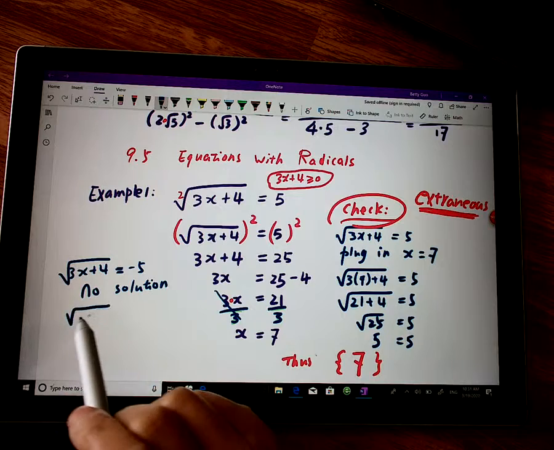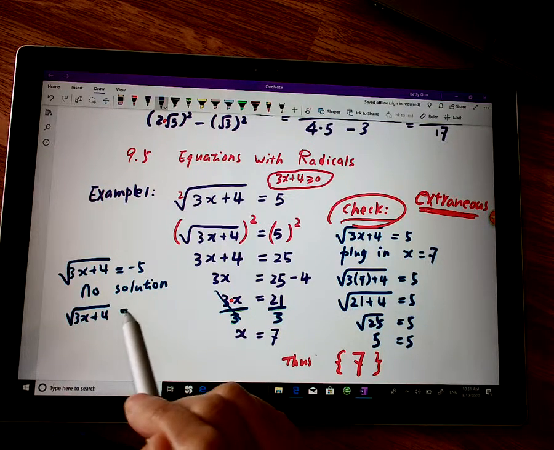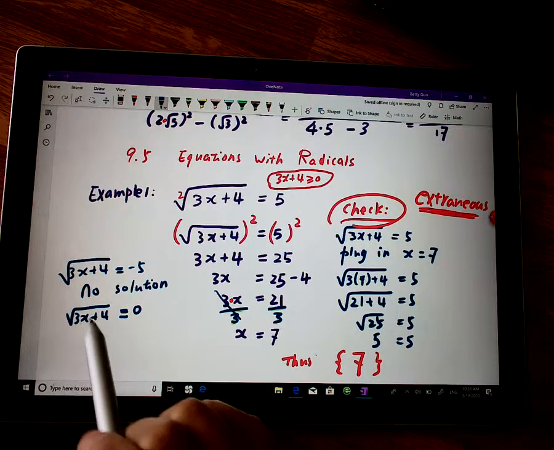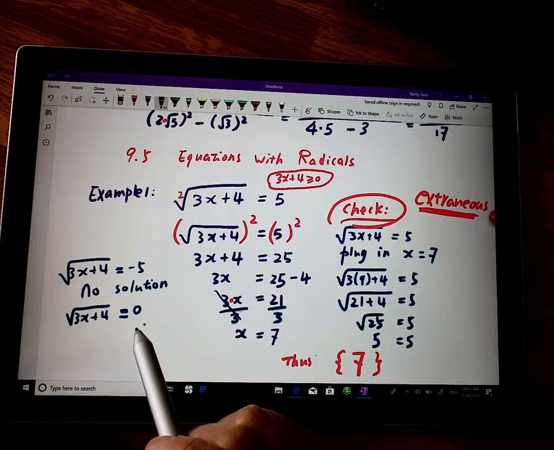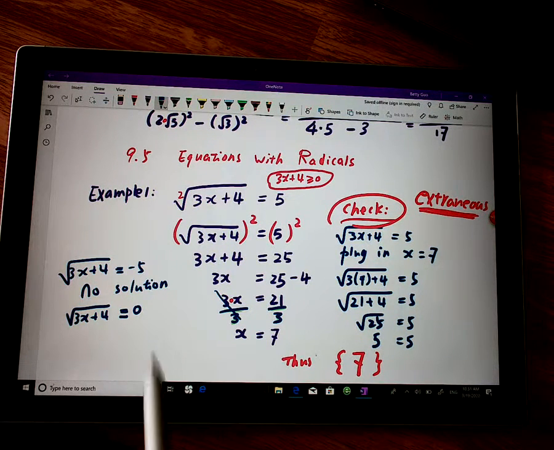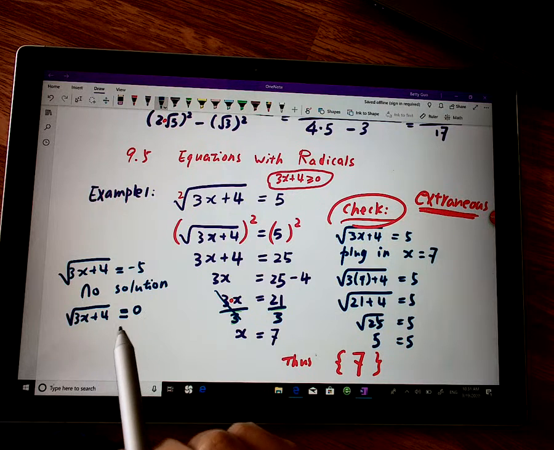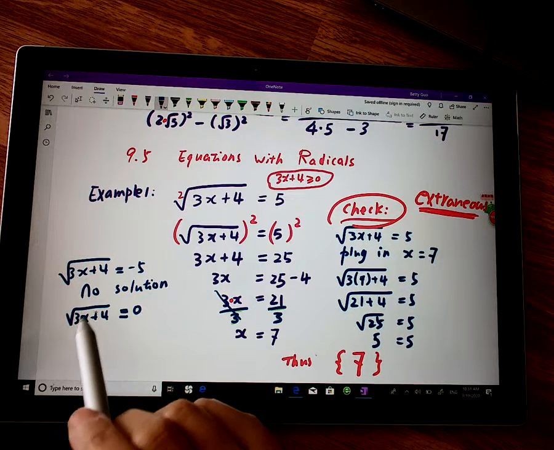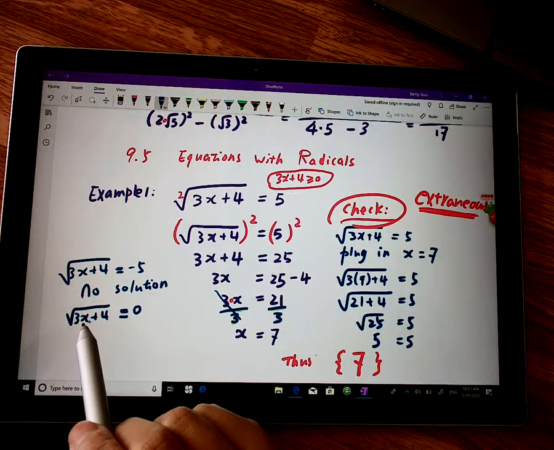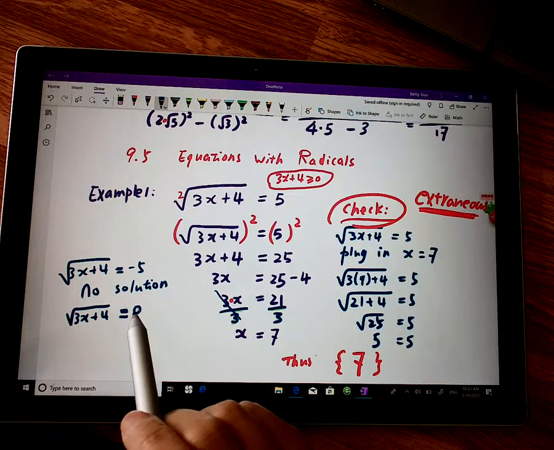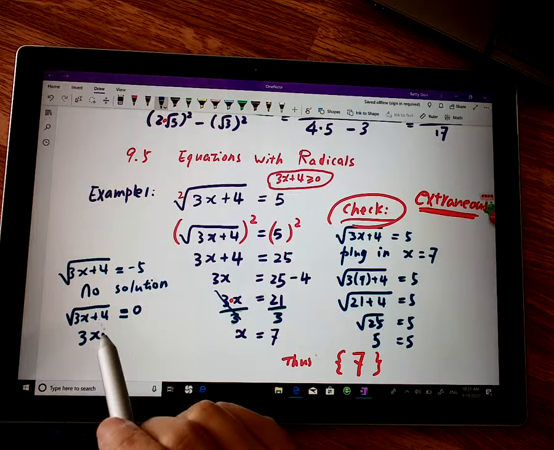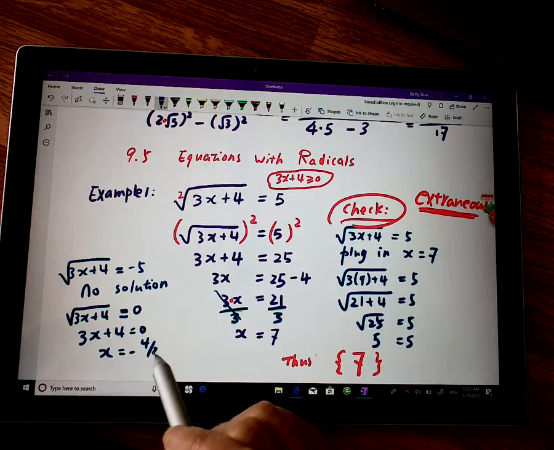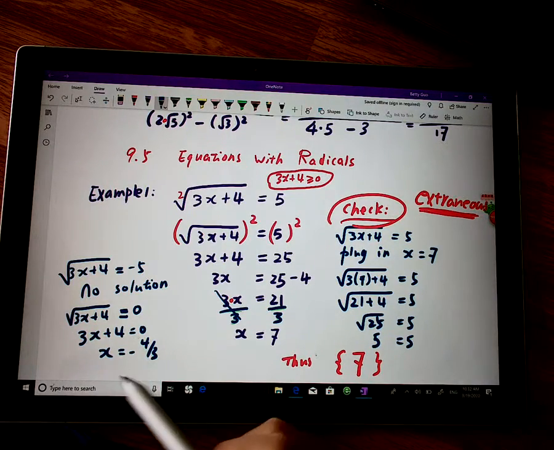What if the equation is square root 3x plus 4 equals 0 though? Could a principal square root be 0? You can pause here and think, and then continue to see the answer. The answer is yes, it could be, but the only quantity that has a principal square root of 0 is 0 itself. So we have 3x plus 4 equals 0, and we solve this equation, we have x equals negative 4/3. So that's the solution of the equation.